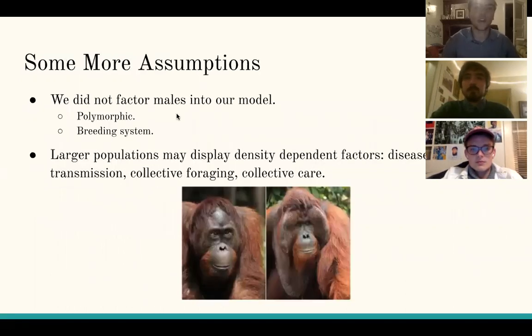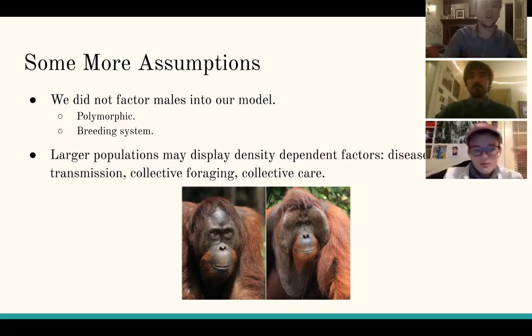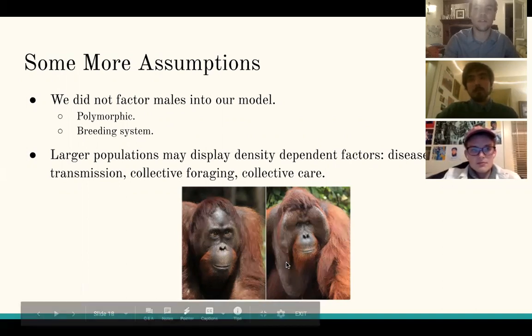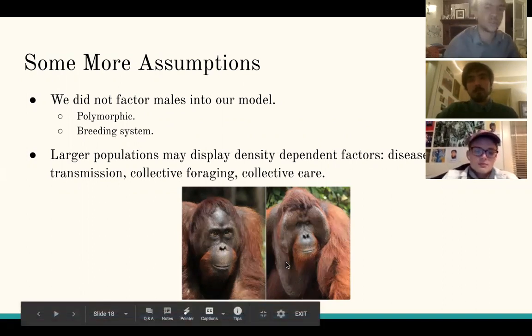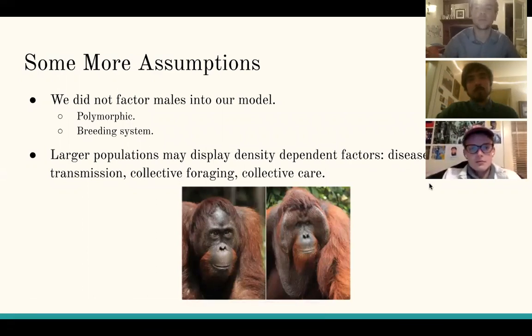And then we didn't factor males into our model, and this may change the values because males are polymorphic, and you can see the 2 polymorphs here, one cheeked and one uncheeked. And then larger populations in maybe historical past may display density-dependent factors such as disease, cultural transmission, collective foraging, and collective care that we may not see in less dense populations nowadays in places like Catambe.